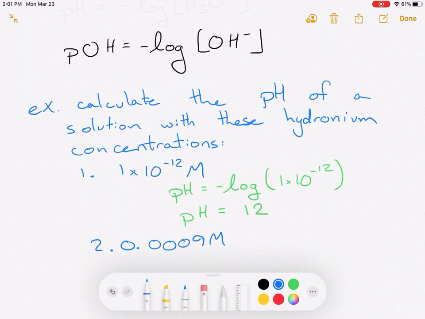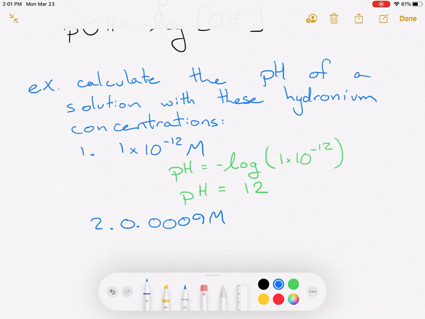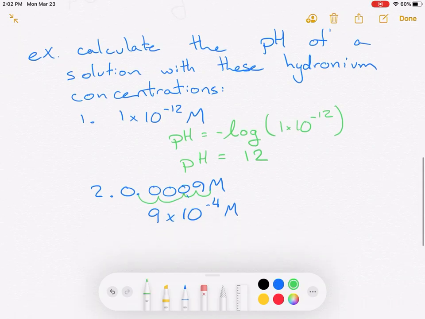So here's just another quick example. If we have 0.0009 molar, which is the same thing as if I were to move this over 1, 2, 3, 4. If I were to put this in scientific notation, it'd be 9 times 10 to the negative 4 molar, right? Those are the same thing.